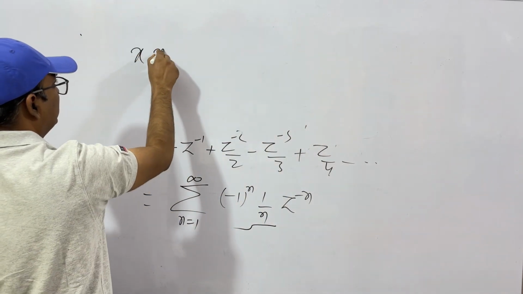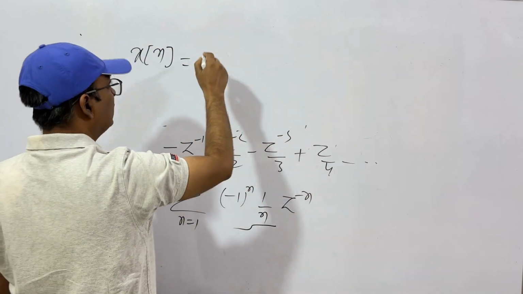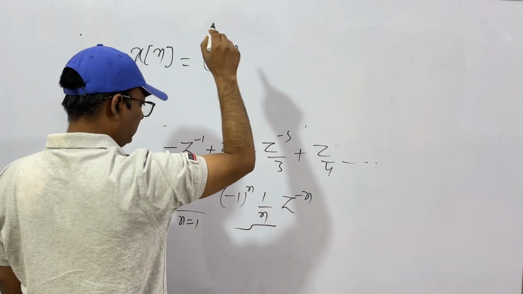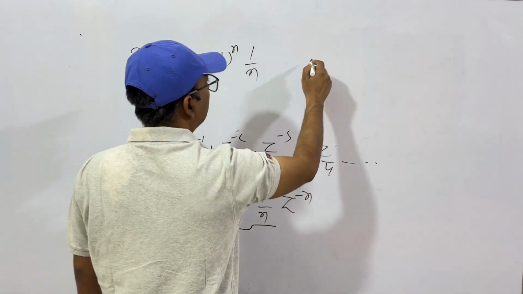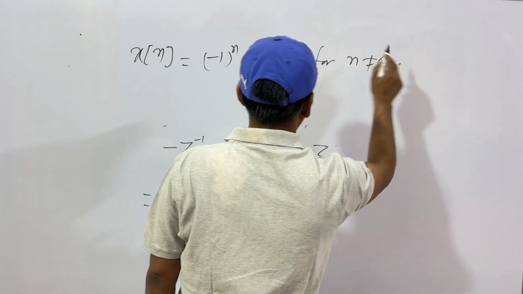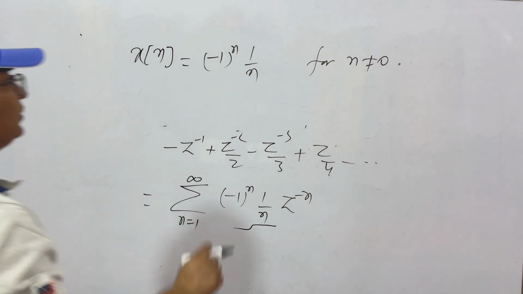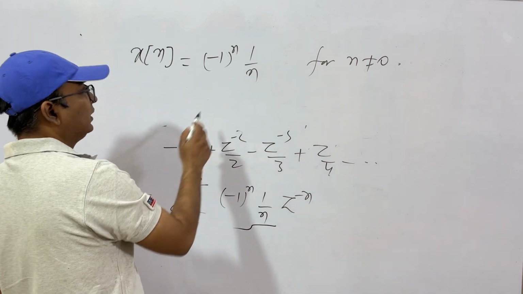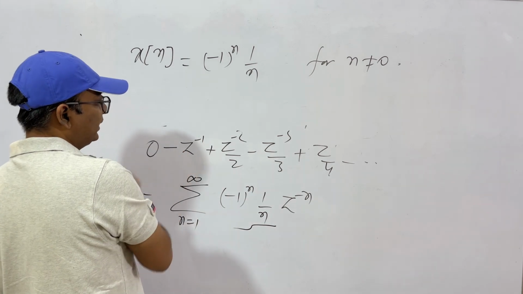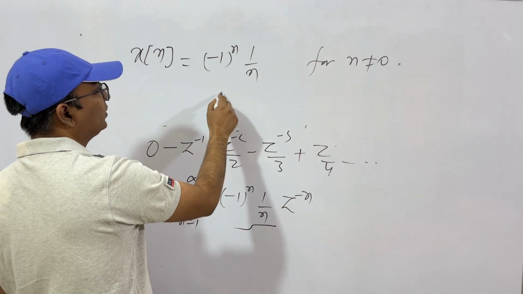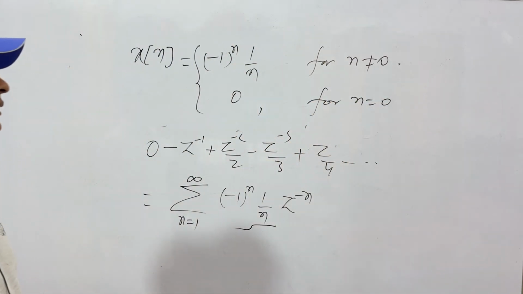so xn is the sequence, it is minus 1 to the power n, sorry, 1 by n for n not equal to 0. So at n equal to 0 it is not defined, otherwise it is this. Okay. And you can understand one more thing: in this expression we don't have any value for n equal to 0, that is, the first value is actually 0. So this is this for n not equal to 0, and this is 0 for n equal to 0. So this is the sequence. Okay.